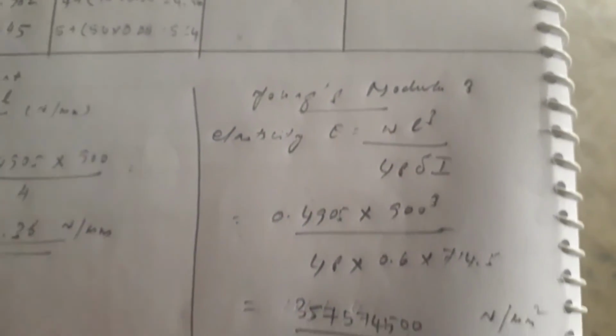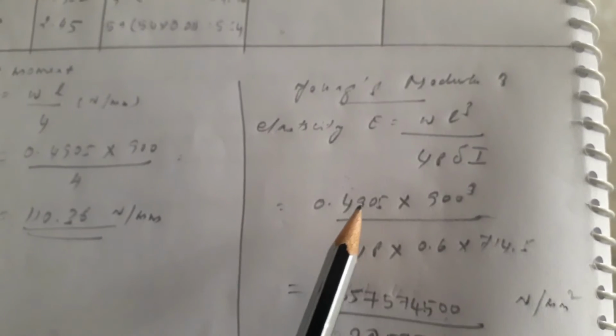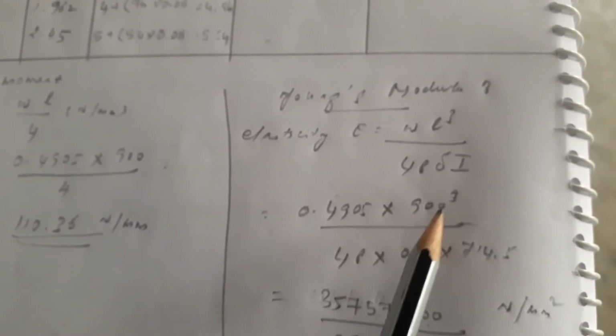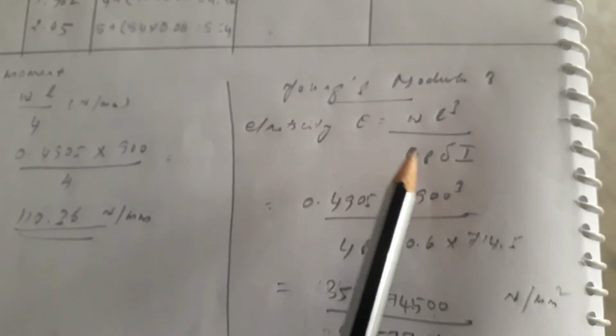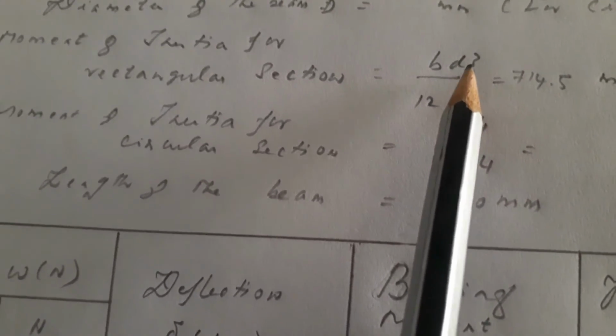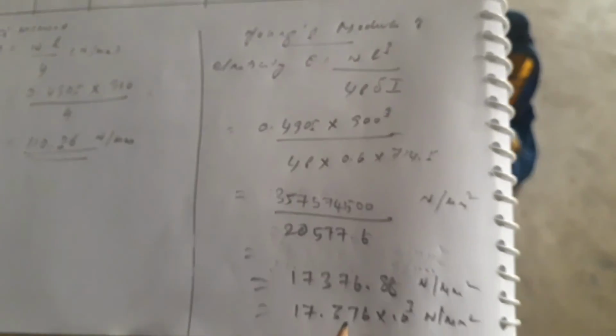So W again the same, load 0.4905 into length 900 cube, divided by 48 into delta value. The first one is 0.6, multiplied by 714.5, the moment of inertia already calculated. Okay, moment of inertia for a rectangular section. The formula is already shown, b d cube divided by 12, 714.5. So the final answer is 17.376 into 10 to the power of 3 Newton per mm square. So this is for the first reading. The same procedure, repeat again up to the fifth reading.